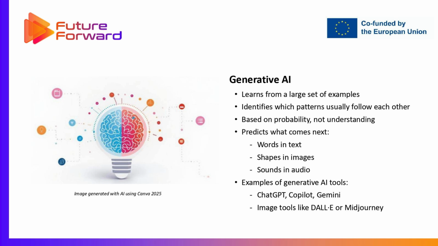Now that you know how AI learns from examples, let's look at a type of AI that many people already use without realizing it: the systems that generate content. These tools analyze millions of examples and learn which patterns usually follow each other. When you type a request, called a prompt, the AI predicts what should follow, whether that is the next word in a sentence, the next shape in an image, or the next sound in a voice recording. Remember, it is statistics at work, not true understanding.